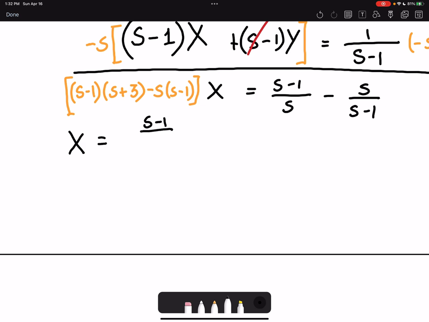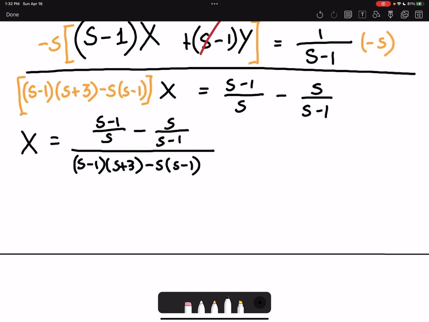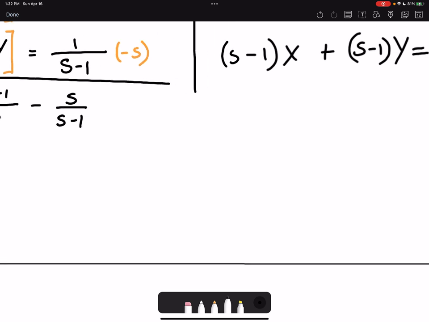So now I can get that my X is equal to s minus 1 over s minus s over s minus 1, divided by s minus 1 times s plus 3 minus s times s minus 1. Now I can do the right-hand side.